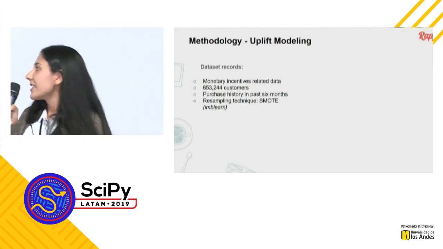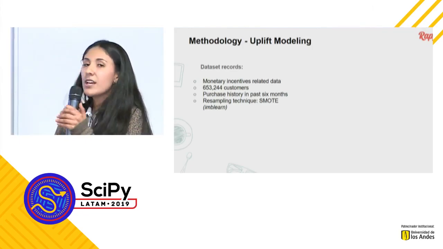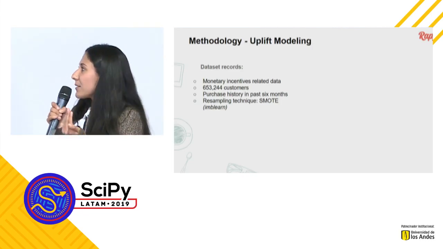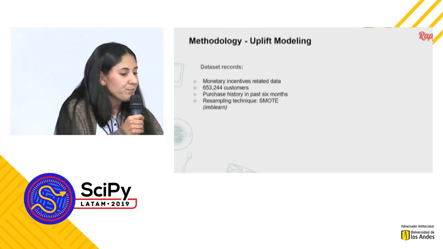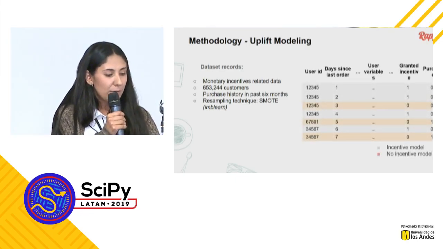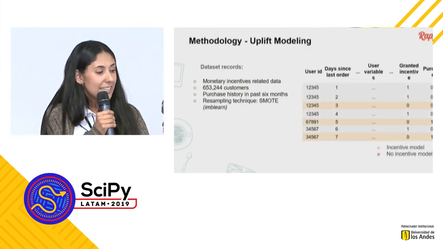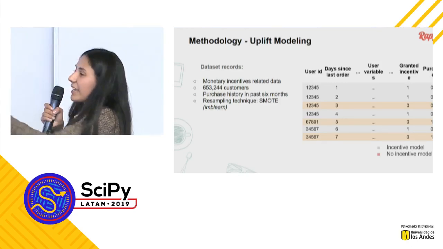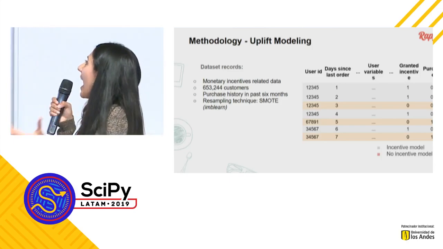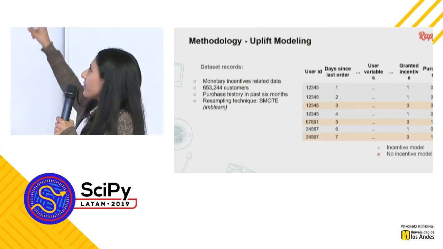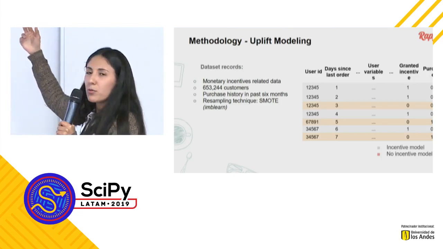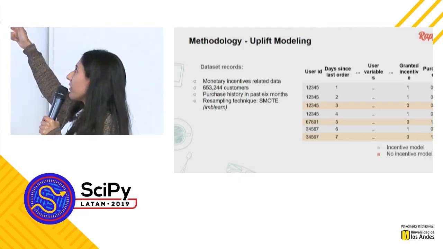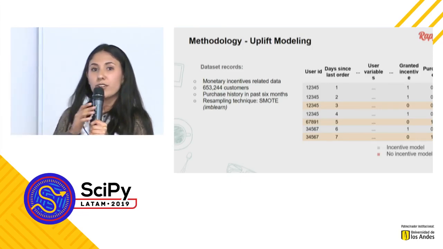We had 653,000 customers for our data set. We took the purchase history of the last 6 months. And this is an example of how the data set looks like. So we have each user with the recency variable, the user variables that I explained before, and we have also a record of each time or each day in which the customer receives an incentive, and the response variable, that is if it purchased or not.